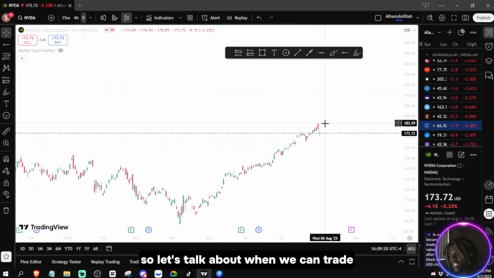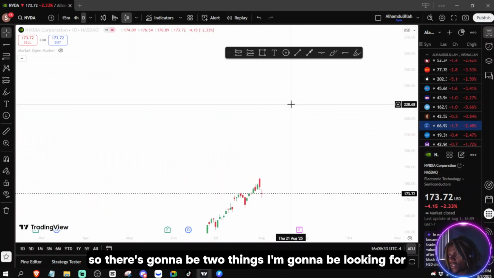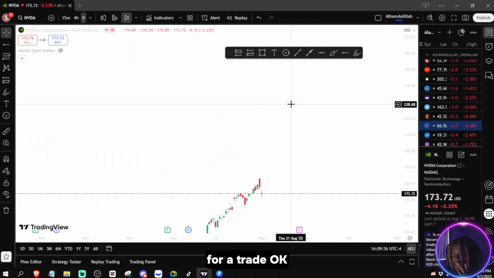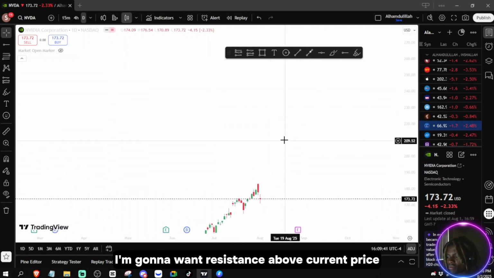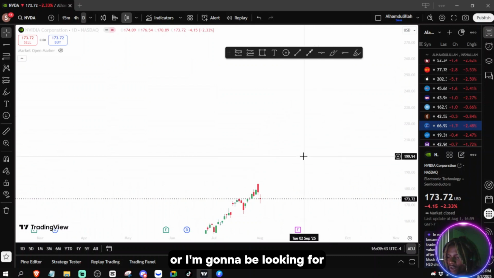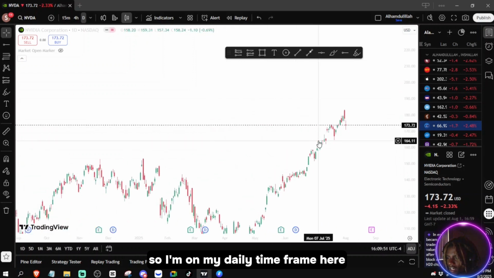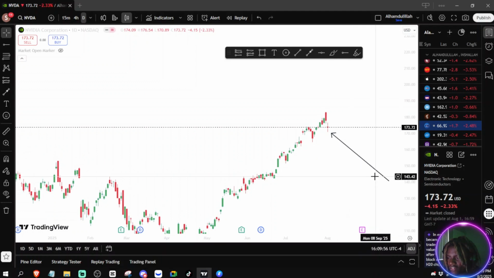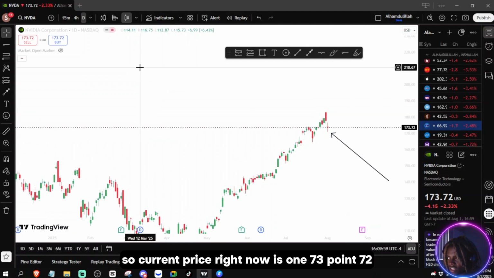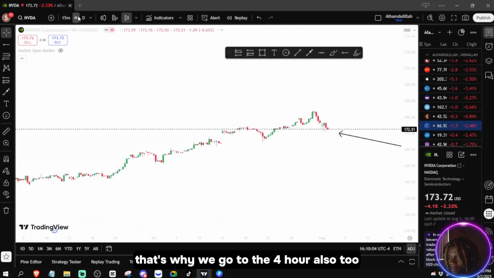Okay. So let's talk about when we can trade and when we can't trade. Okay. So there's going to be two things I'm going to be looking for a trade. Okay. I'm going to want resistance above current price, or I'm going to be looking for support above current price. Okay. So I'm on my daily time frame here, and I can see current price is always going to be the far most right candlestick. So current price right now is 173.72. Might be different on the 4 hour. Yeah, 172.51. That's why we go to the 4 hour also too.